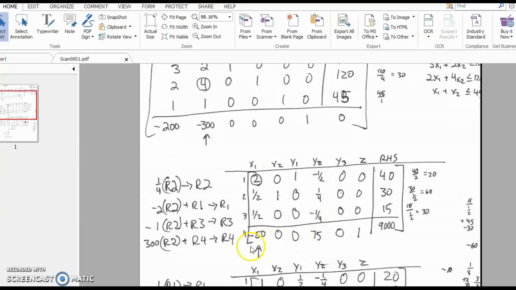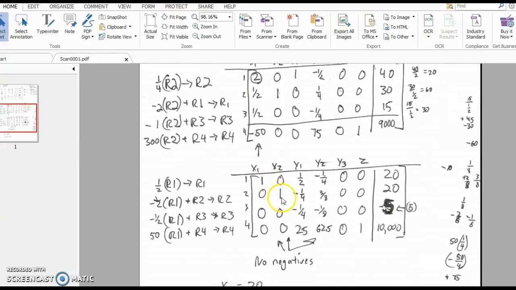So you look at it, oh no, there's a negative number, so we have to keep going. So we're going to use x1 this time, and then you do your ratios. You get 15 over a half, which is 30, 30 over a half, which is 60, and it turns out that 20 is your smallest number. So 2 is our new pivot. So we've got to make another table.